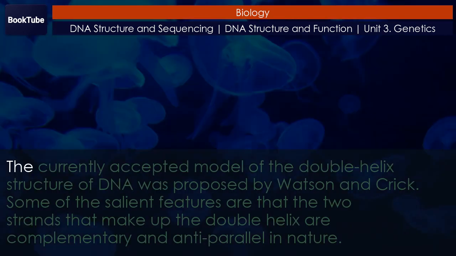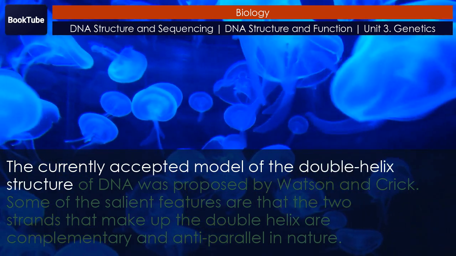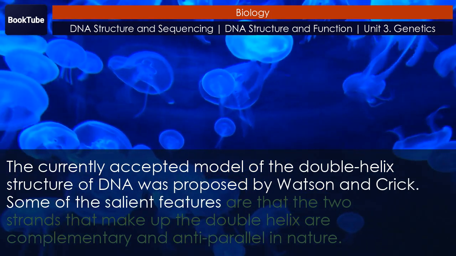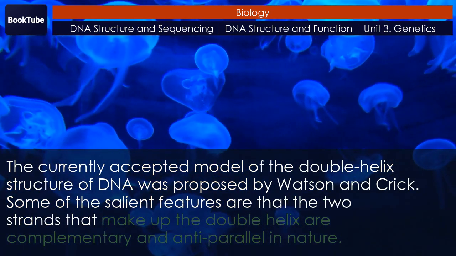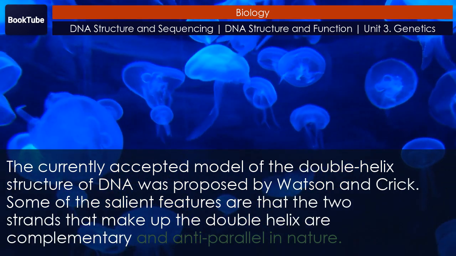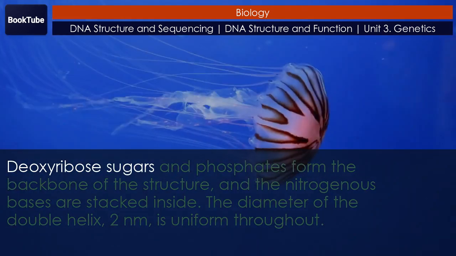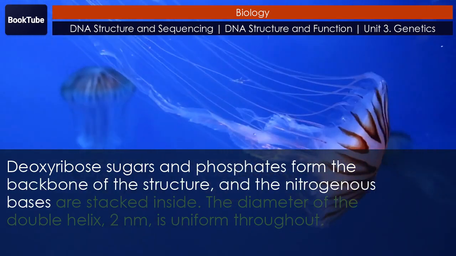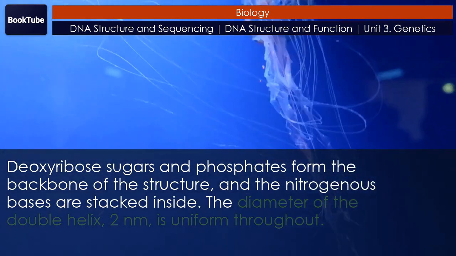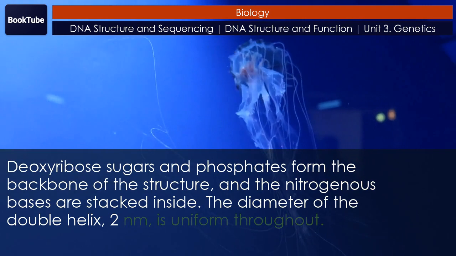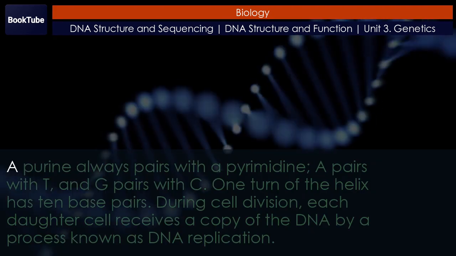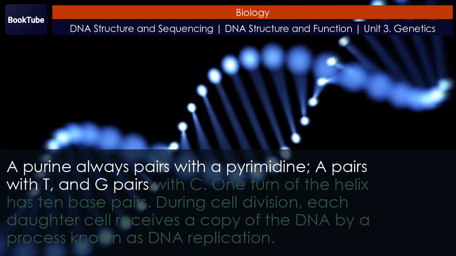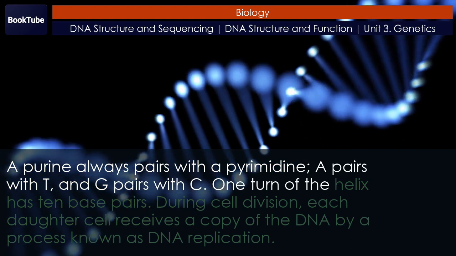Section summary. The currently accepted model of the double helix structure of DNA was proposed by Watson and Crick. Some of the salient features are that the 2 strands that make up the double helix are complementary and anti-parallel in nature. Deoxyribose sugars and phosphates form the backbone of the structure, and the nitrogenous bases are stacked inside. The diameter of the double helix, 2 nanometers, is uniform throughout. A purine always pairs with a pyrimidine. A pairs with T, and G pairs with C. 1 turn of the helix has 10 base pairs.